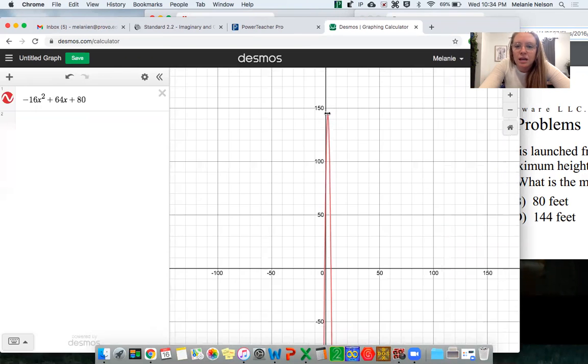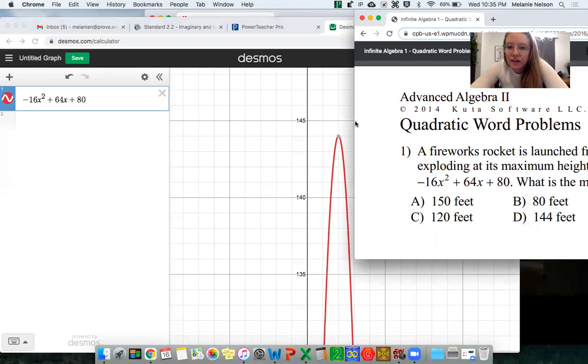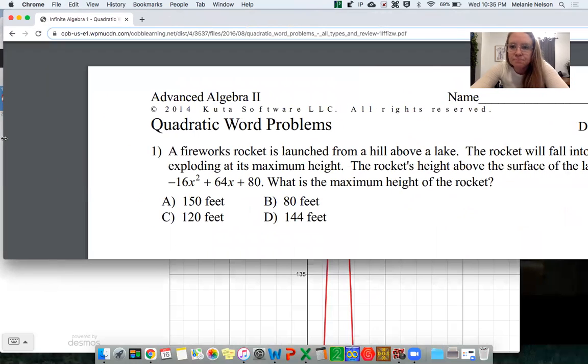I'm going to zoom in on that maximum and click on it. When I click on it, it's telling me the point (2, 144). 2 is my x value, which is time. After 2 seconds, I'm going to hit my maximum height. The y value is 144, which is my maximum height. So after 2 seconds, I hit my maximum height of 144. Pretty simple, right?